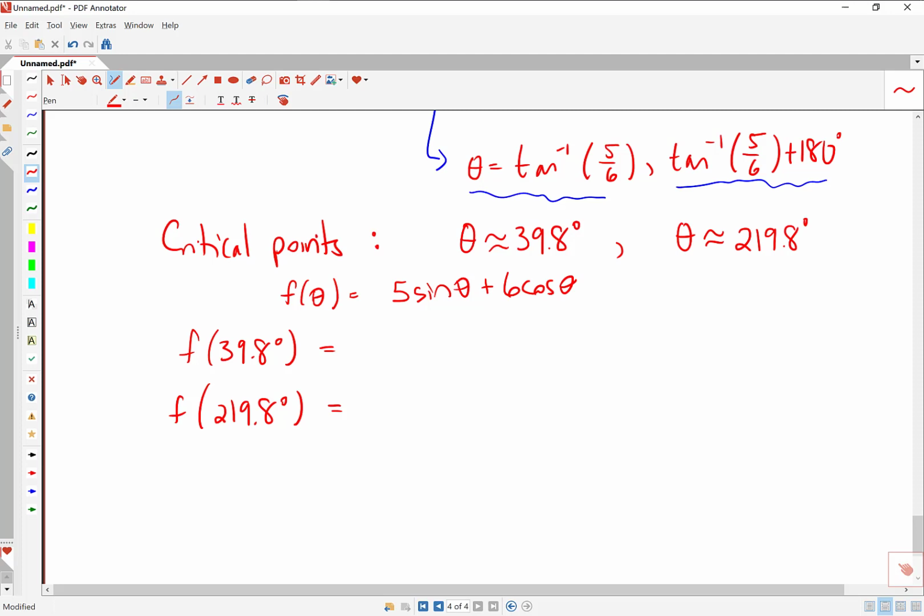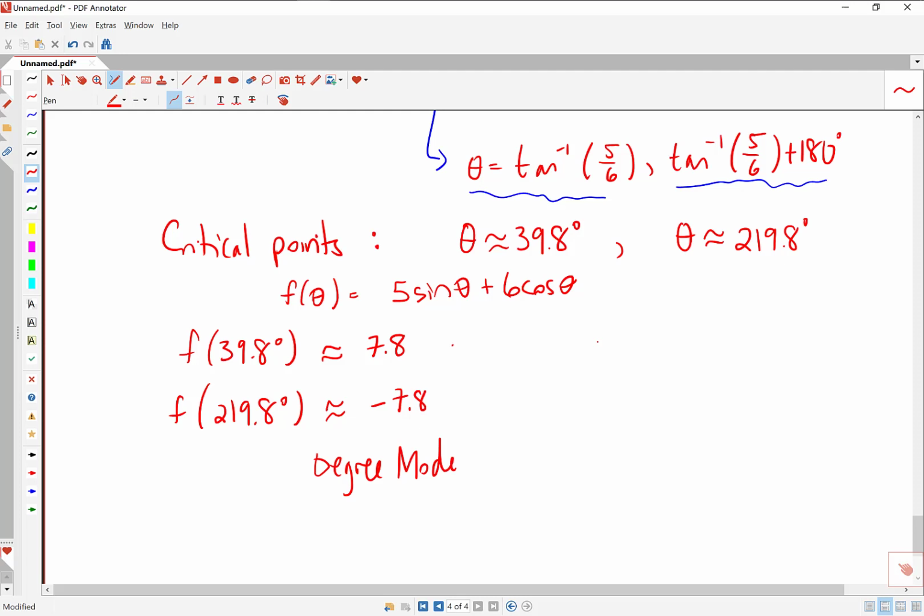So let's make sure that our calculator is in degree mode. And we'll type into our calculator 5 sine 39.8 degrees plus 6 cos 39.8 degrees, and we'll just figure out what that works out to. So that comes out to approximately 7.8. And if you do the same thing for 219.8 degrees, again, making sure your calculator is in degree mode, negative 7.8.